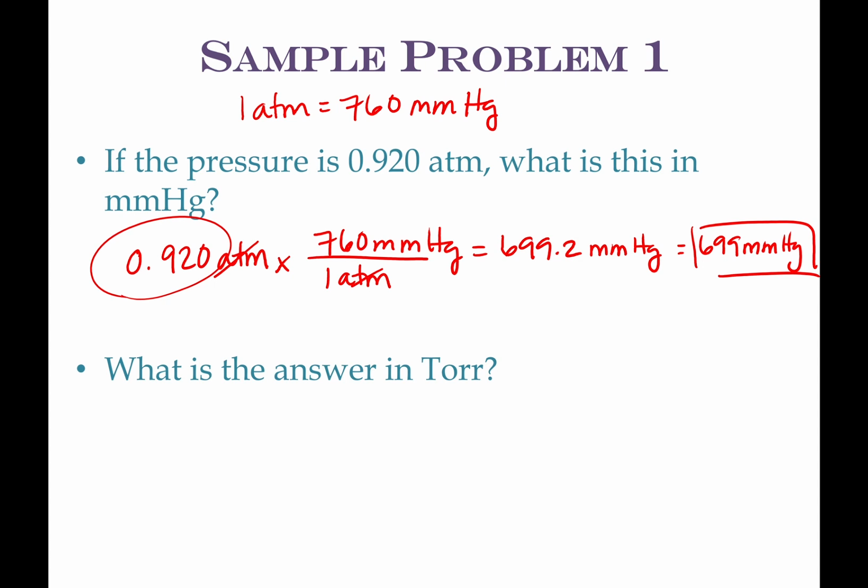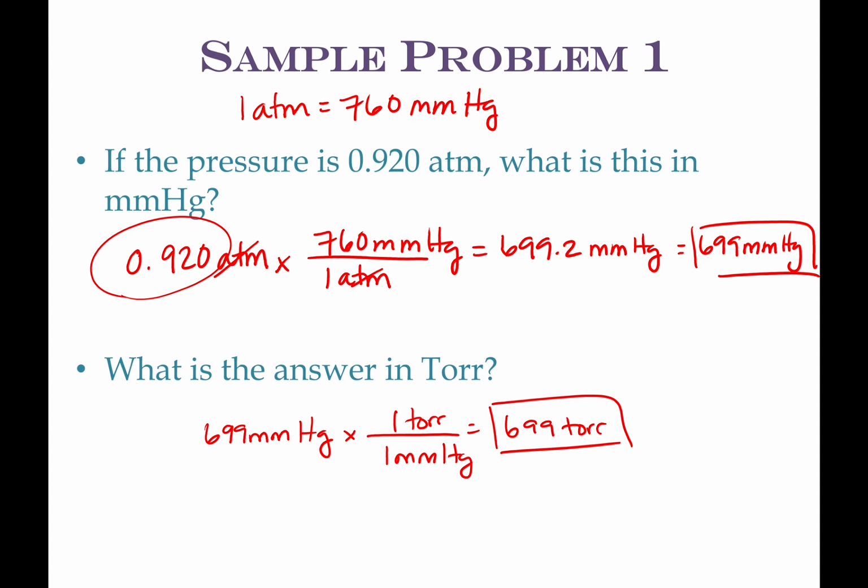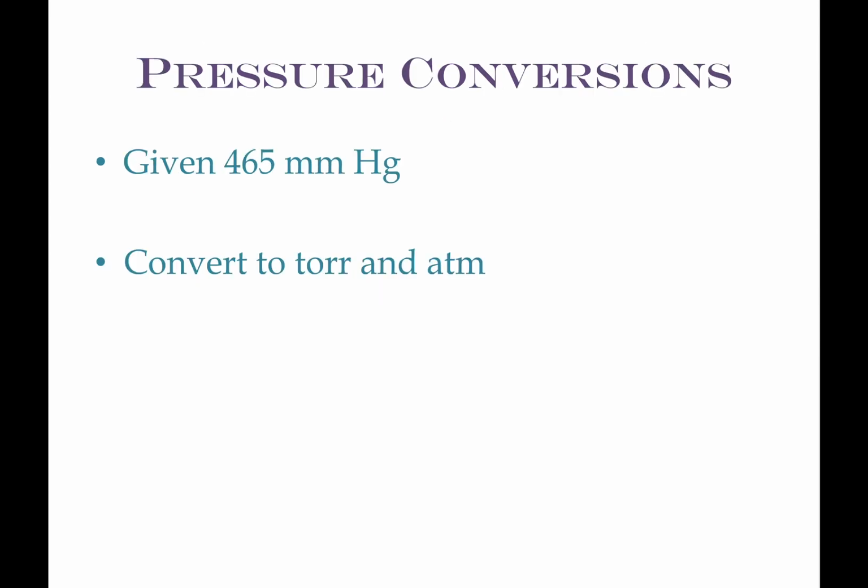So what is that answer in torr? Well, 699 millimeters of mercury. For every 1 millimeter of mercury, we have 1 torr. So it would be 699 torr. Because remember, torr and millimeters of mercury are equivalent. Good, so simple unit conversions, you just have to know those 3 that I mentioned. And we'll keep going. Given 465 millimeters of mercury, convert to torr and atmospheres. So pause it and try it.